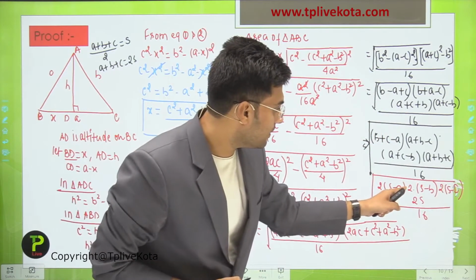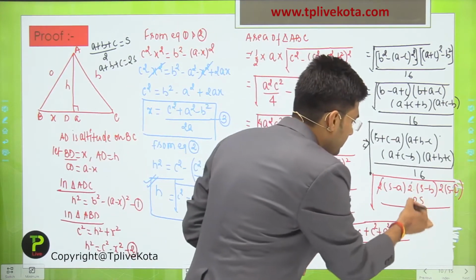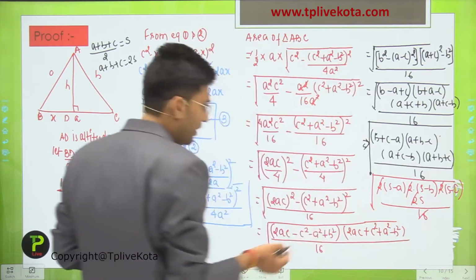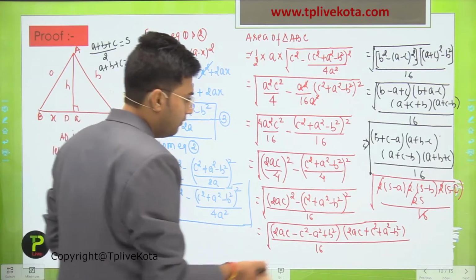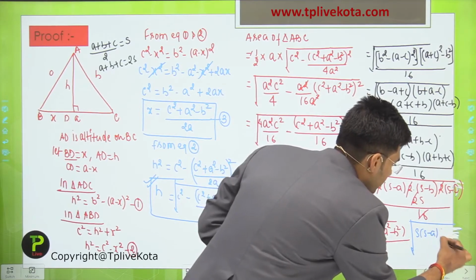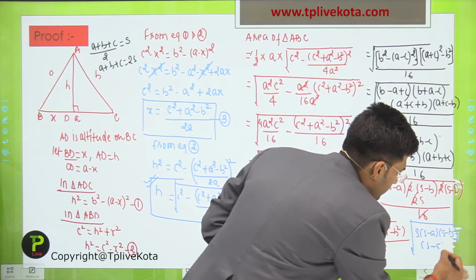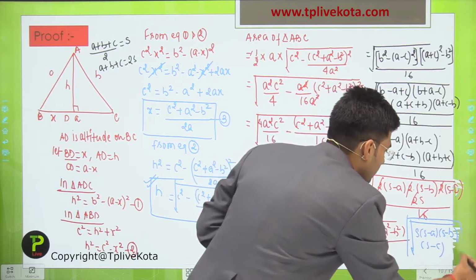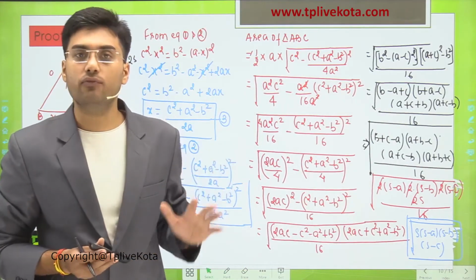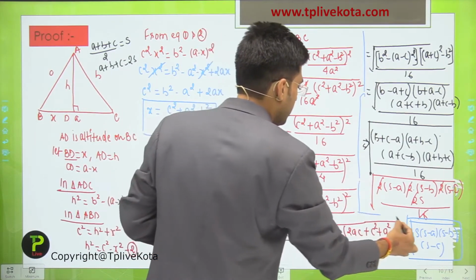This 2 multiplied by 2 multiplied by 2 multiplied by 2 is 16. So we can cancel this 16. Now finally what will we get here? We will get area of triangle equals square root of s multiplied by (s minus a), (s minus b), (s minus c). This is Heron's formula for finding the area of any kind of triangle. So students, this is the complete proof of Heron's formula.